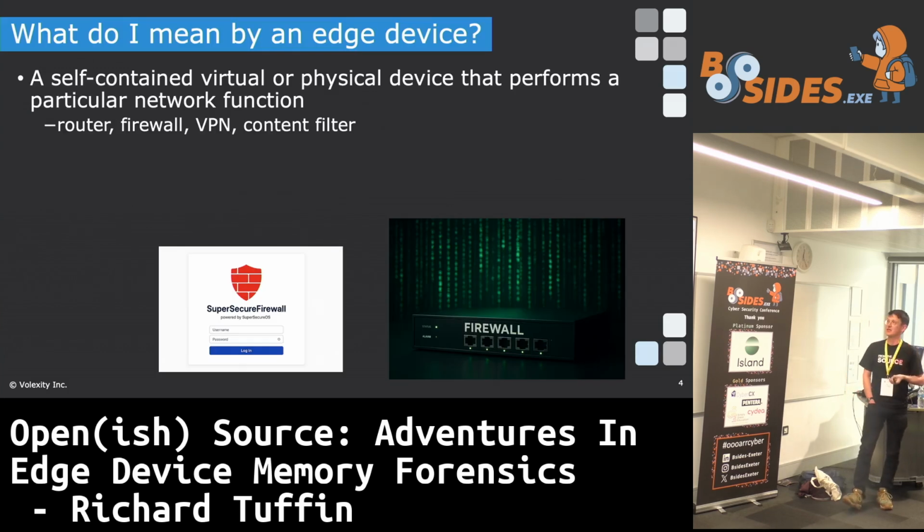So what do I mean by an edge device? Some kind of self-contained virtual or physical device that performs a particular network function. A really common example is the box that your internet service provider sends you. You plug it in, it produces Wi-Fi. It's a good example of an edge device, sitting between the internet and your network. A lot of corporate versions of these things you can also get as virtual devices. They run as virtual machines either in the public cloud or in your enterprise, but do very similar things. They filter traffic, they inspect traffic, they load balance across your website, lots of different things.